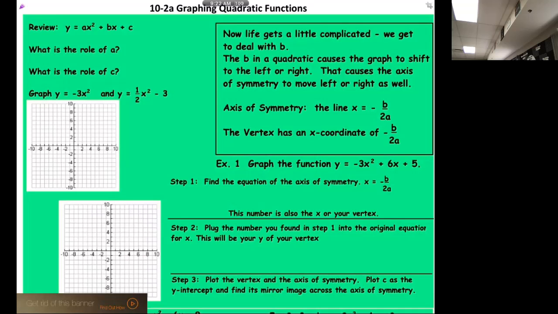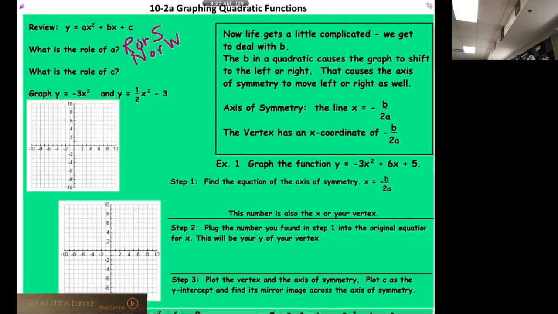Force. Okay, rainbow or smiley? What else does the A tell us from the graph? Narrow or wide. So those are the two things that the A tells us: rainbow or smiley, narrow or wide.